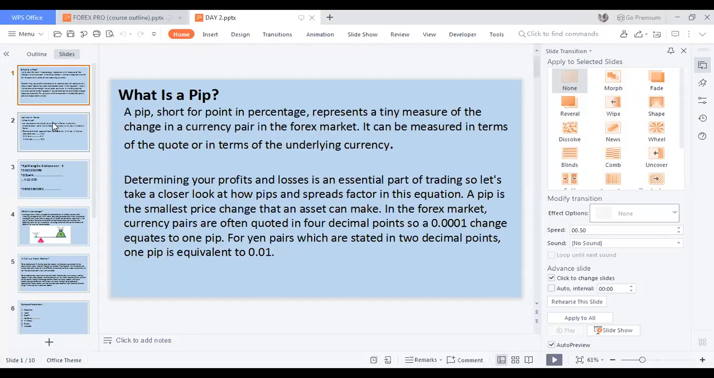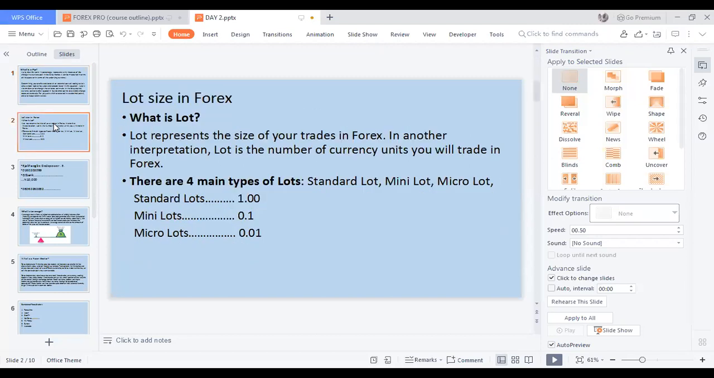The next phase for today is what they call lots. Lots represents the size of your trade in the forex market. In another interpretation, a lot is the number of currency units which you will trade in forex. Actually, class, there are 4 types of lots: nano lots, standard lots, mini lots, and micro lots. I don't like to talk about the nano lot because it is not really relevant. What seems to be relevant are these 3 I wrote here.